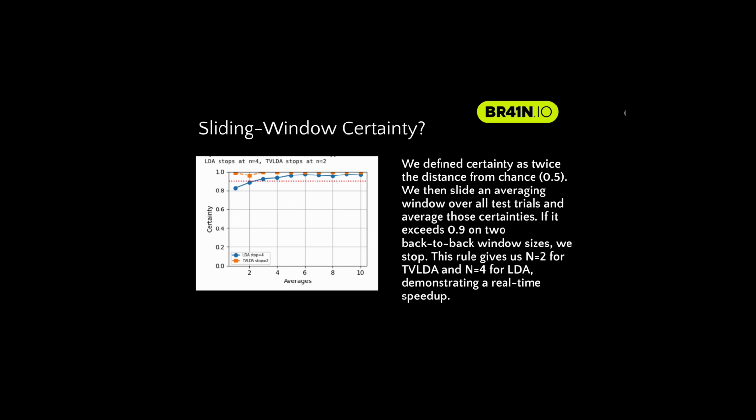And we know that in a real BCI, you'd stop flashing as soon as you're reliably confident. So what we did here is define the certainty as twice the distance from chance. Then we slide an averaging window over all test trials and average those certainties. If it exceeds 0.9 on 2 back-to-back windows, we stop. With this, we saw that TVLDA required only 2 flashes, while LDA required double, that is 4, demonstrating a real-time speed up.